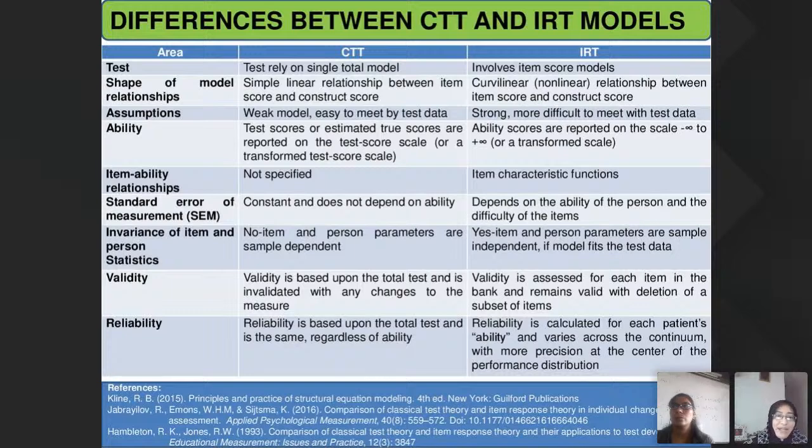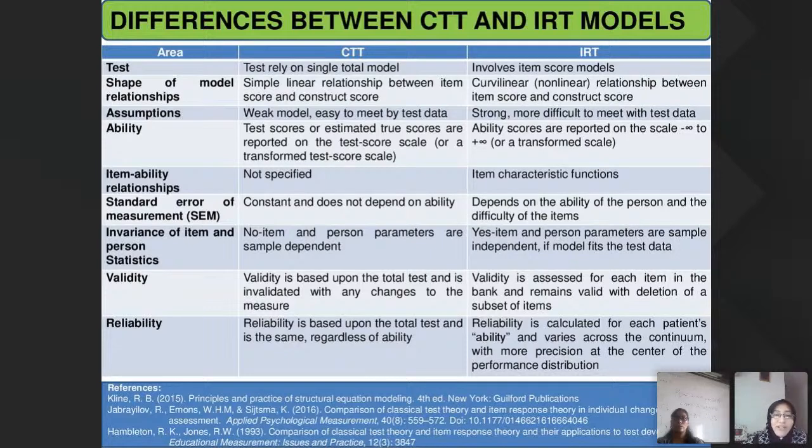the person's ability to answer the instrument that we develop. Okay, we also have another difference, if you look into the standard error of the measurement. For the CTT, it will be constant and it will not depend on the ability, as I mentioned before. But for the IRT, it will depend on the ability of the person and the difficulty of the items. Looking into the invariance of the item and the person statistic, for the IRT, it will be yes, item and person parameters are sample independent and it will be accepted if the model fits with the test data, but for the CTT, it's not able to do so, all right?